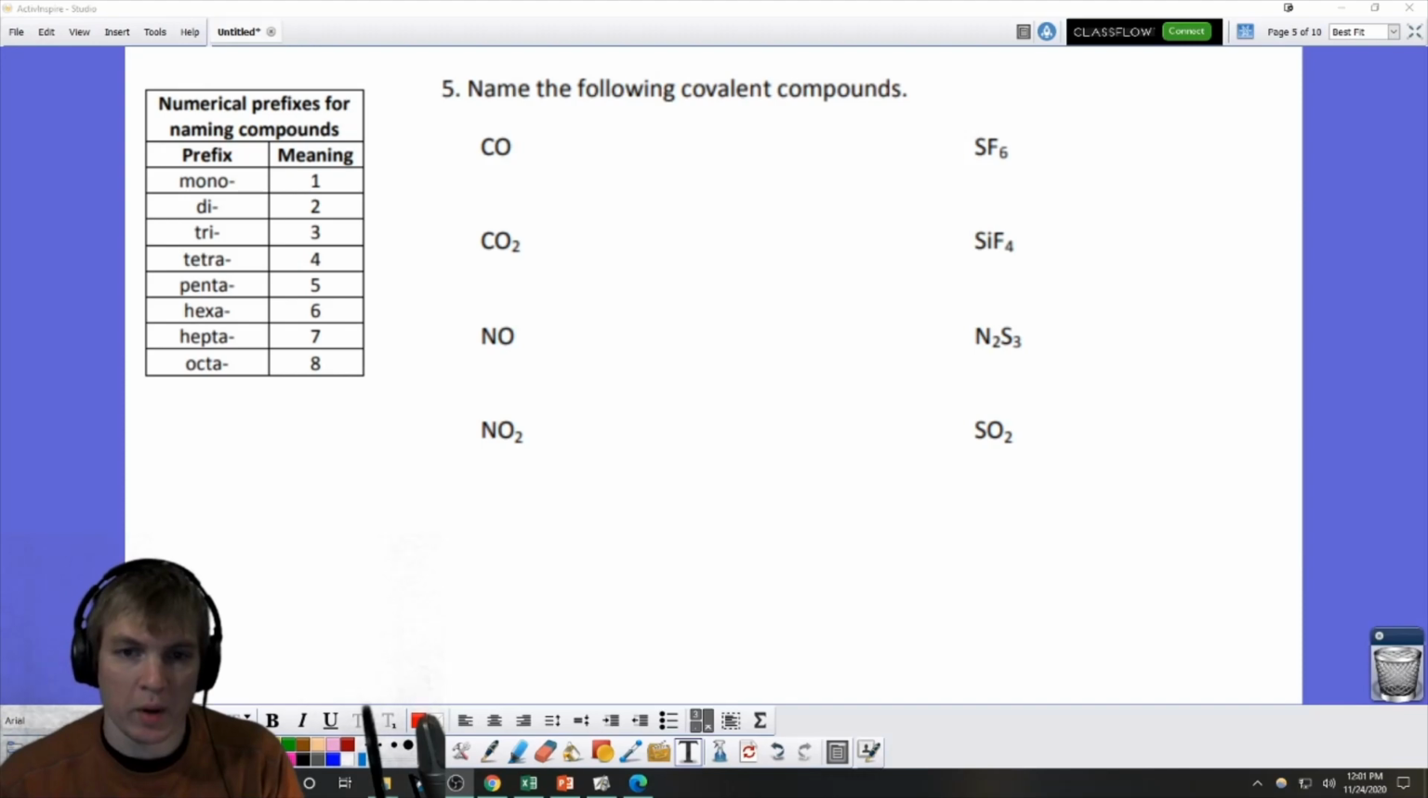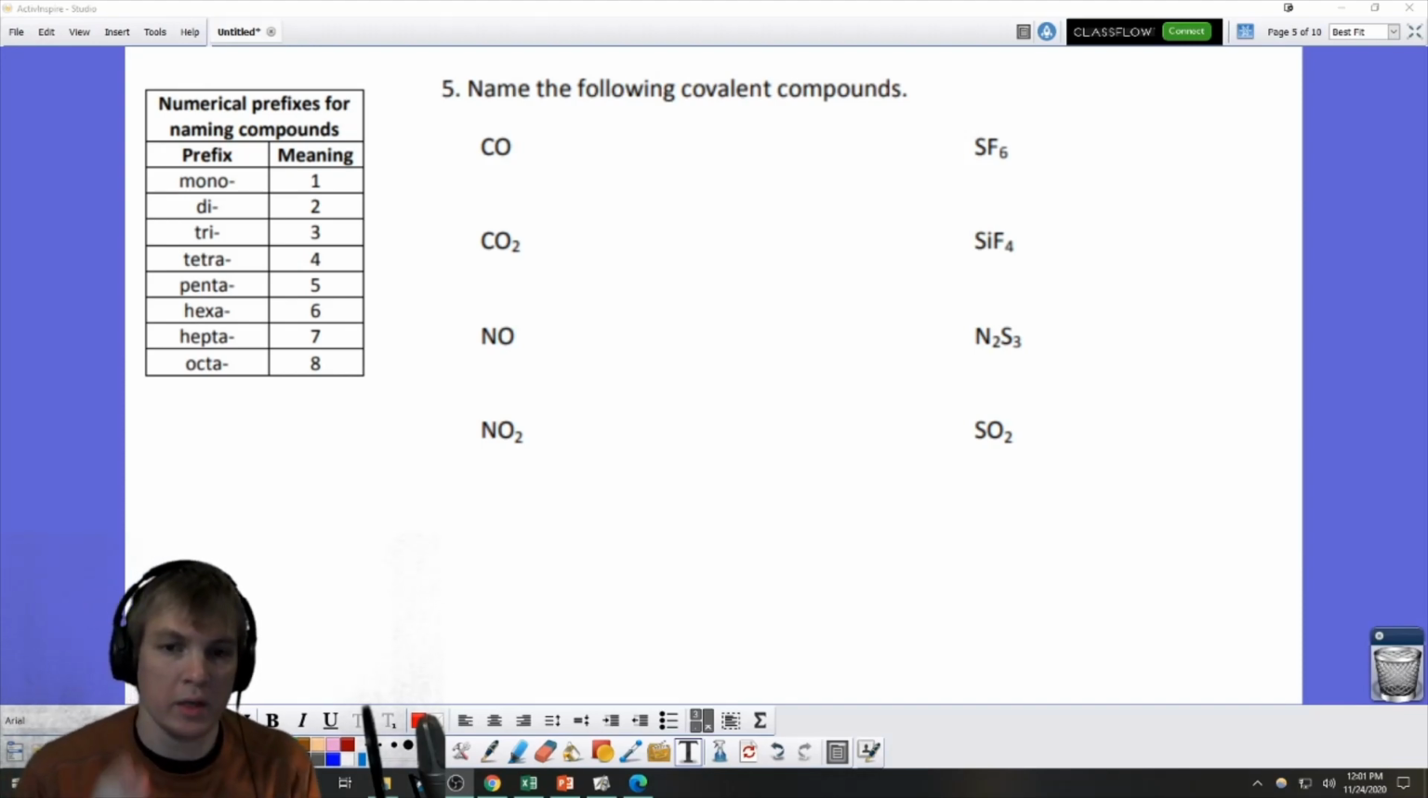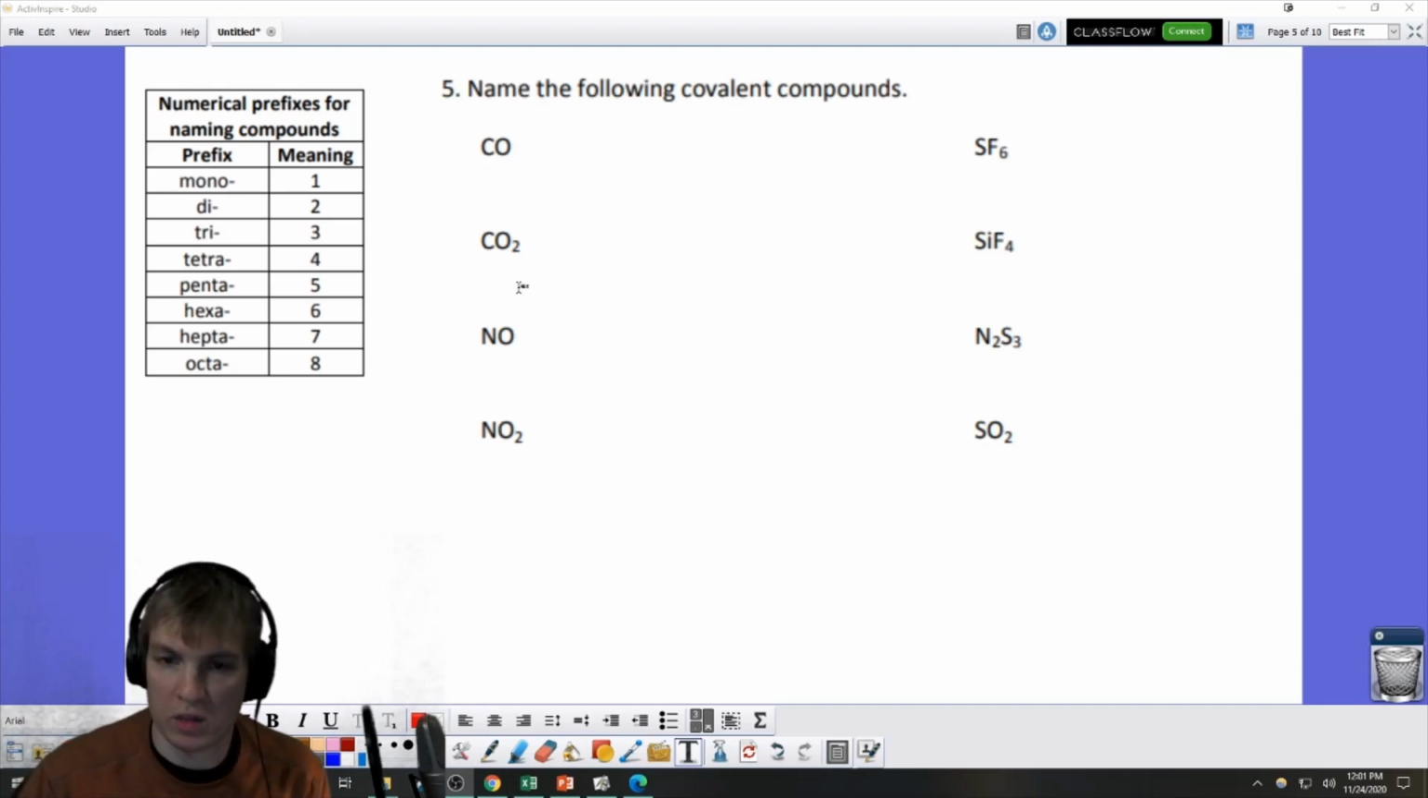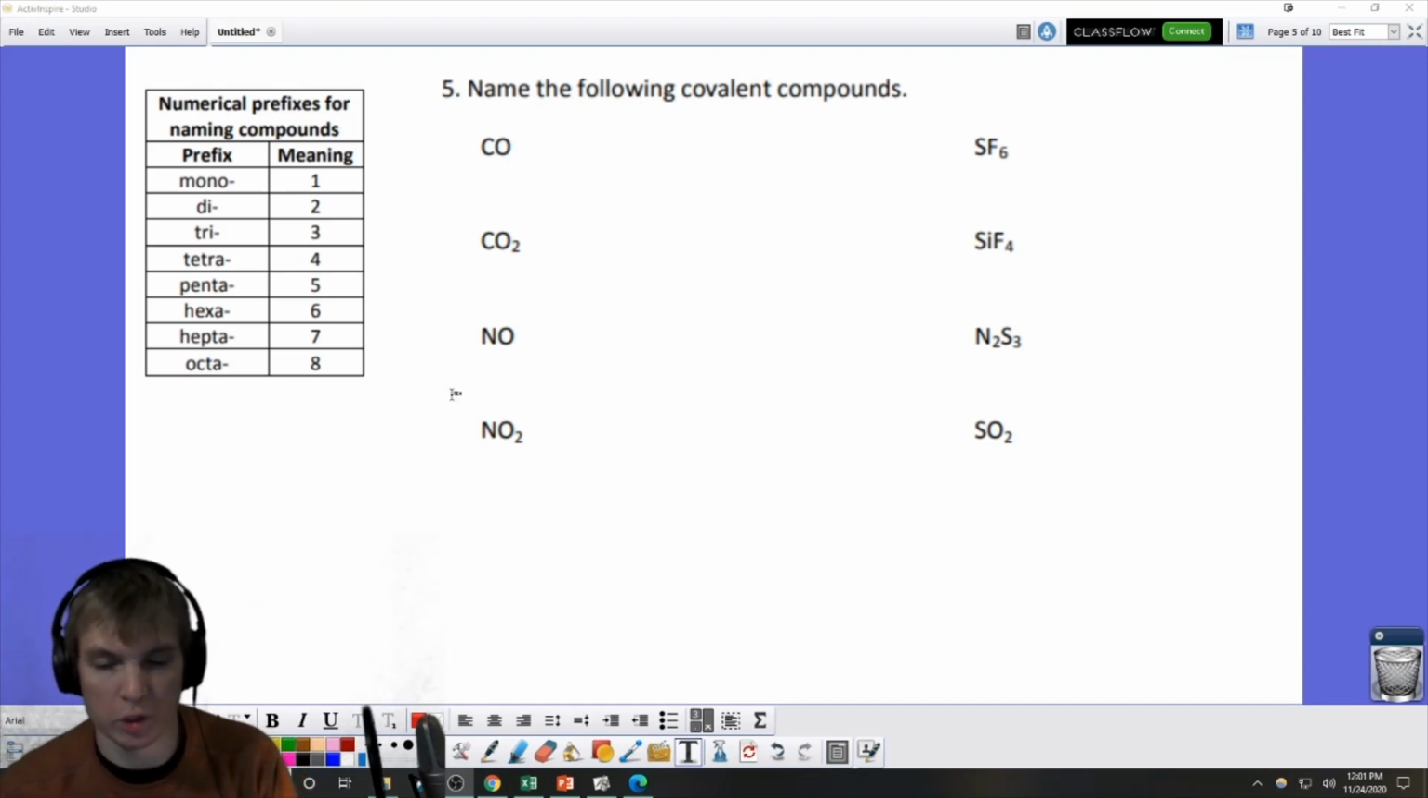Okay, so in practice problem 5, we want to name the following compounds. What we want to do here is name each of these compounds using the traditional rules for covalent compounds, using the prefix chart as well. Remember that this is only used in covalent compounds. It is not used for ionic compounds.